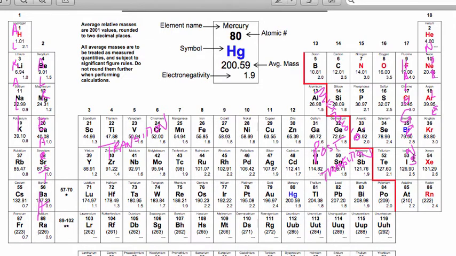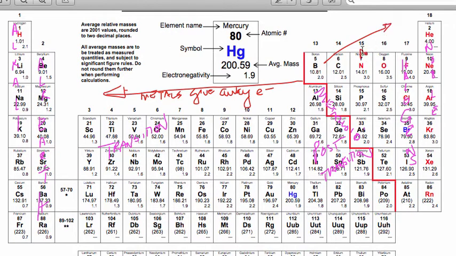It's very important that you understand the big split. This is all metals this way. To the left of the stairs are metals, and that they give away electrons. Over here we have the nonmetals, take electrons.